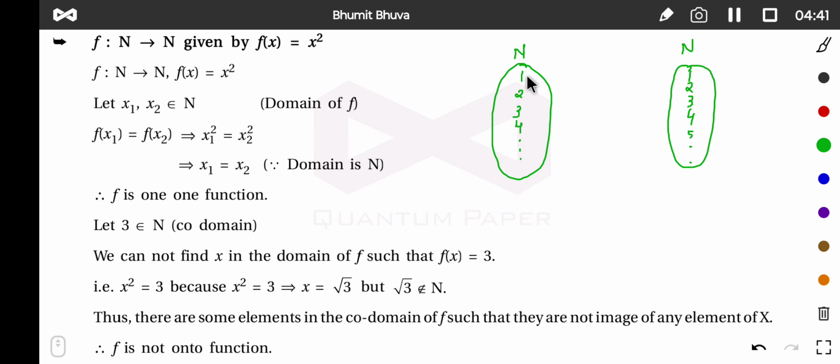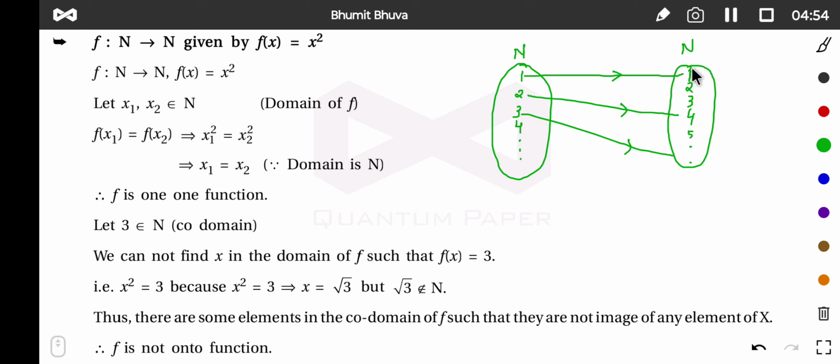So we have seen that if you put input as 1, then 1 is mapping to 1, then 2 is mapping to 4 and so on. 3 is mapping to 9. Okay. So what is the range set? Range set means whatever the images, the collection of all the images. So if I collect the image set from the codomain, we are getting 1, 4, 9 and so on.